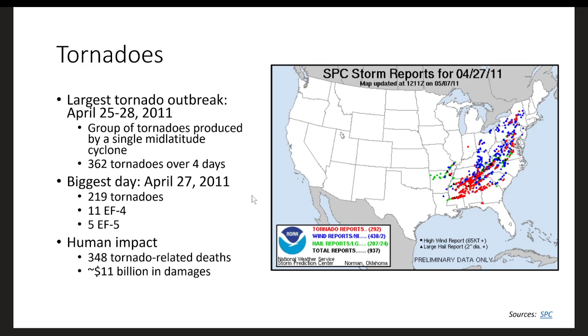There were 348 tornado-related deaths, which is a very high number. Usually you don't see that many deaths associated with a tornado or a tornado event because tornadoes don't really hit that much of an area. There was $11 billion in damages. I'm assuming that's not adjusted for inflation.